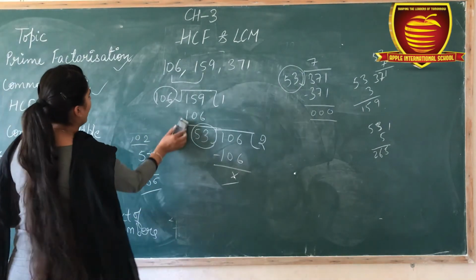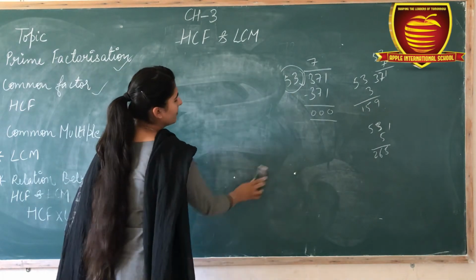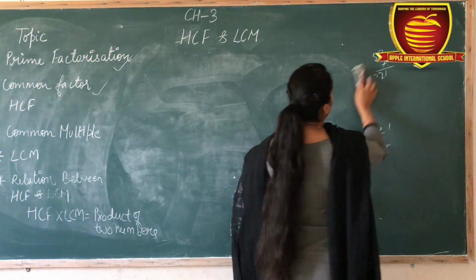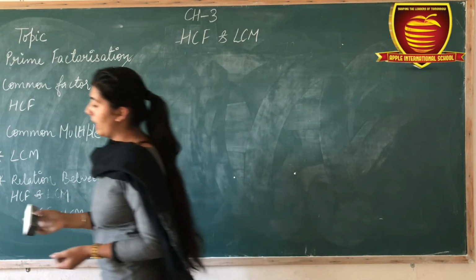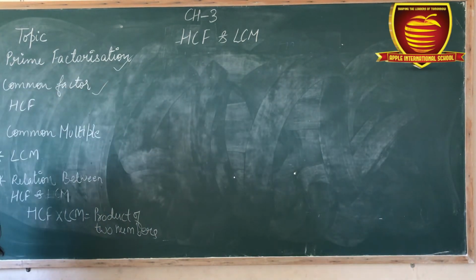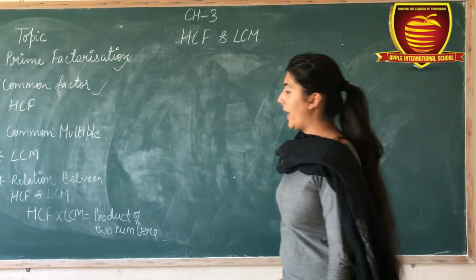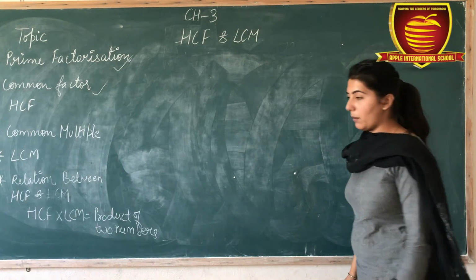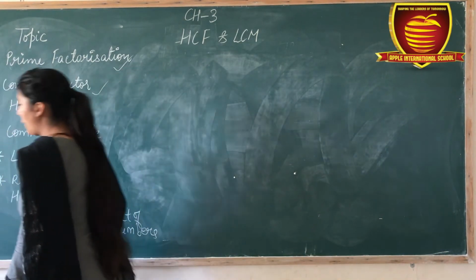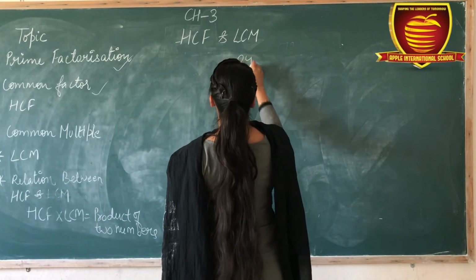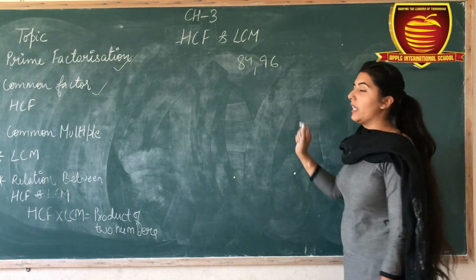Now LCM. This chapter is very easy. If you do every question carefully, then it is the easiest chapter. Now we have to find the least common multiple. So as an example, we take 84 and 96. We have to find the LCM of these two numbers.